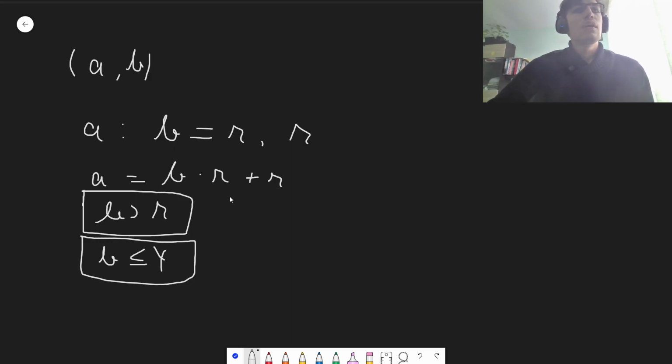Now, since a has to be at most x, we can rewrite this something like this. So instead of a, we are going to write x. So x has to be bigger or equal to b times R plus R, because if b is smaller, then the value is going to be smaller as well, so it will work, like this value is going to be smaller than x as well.